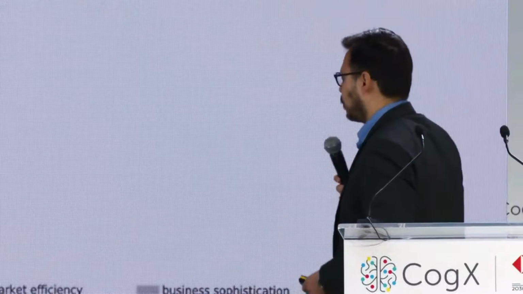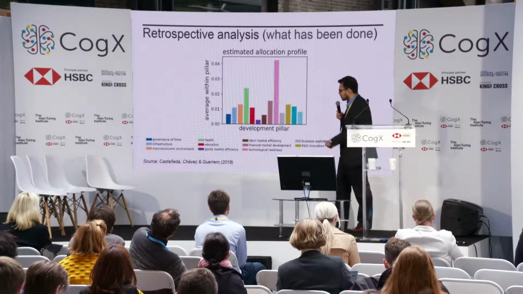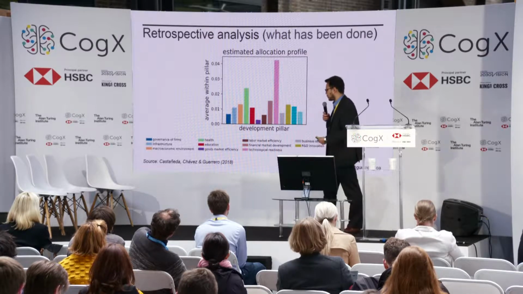And a typical output would be, for example, this bar chart just showing you the distribution of resources in a retrospective point of view. This is a hypothetical country. We have aggregated indicators across the 13 pillars, and you can see very clearly, for example, that this country developed more priorities to technological readiness than to public health, etc.